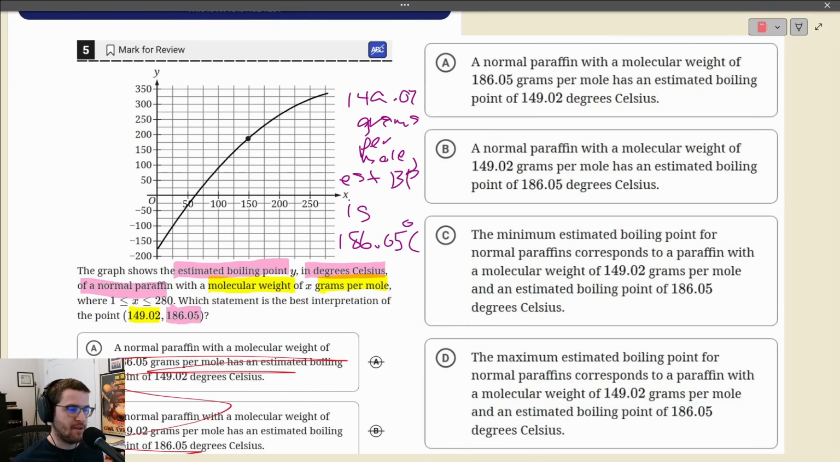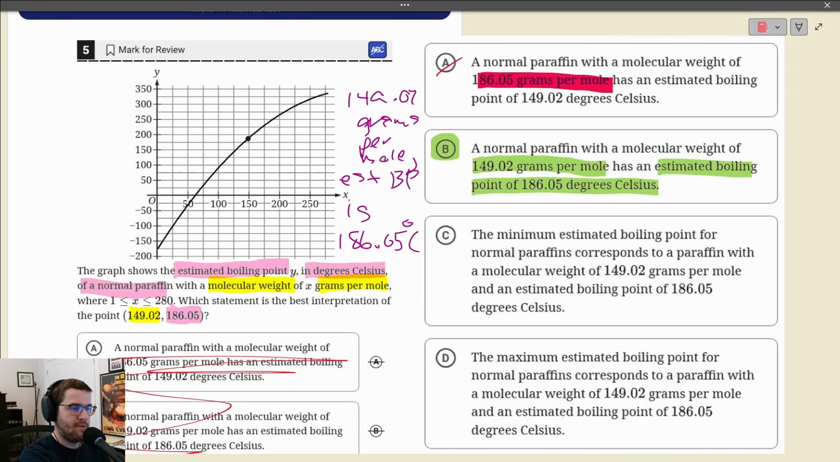and I'm going to be way less likely to be tricked, I hope. So, okay, choice A says a molecular weight of 186.05 grams per mole. That's not right. We said 149.02, right? So that's got to be wrong. Okay, next one says a normal paraffin with a molecular weight of 149.02 grams per mole. That sounds good. And then it says an estimated boiling point of 186.05 degrees Celsius. That sounds right. I think B is the answer. Let's check C and D just to be sure.